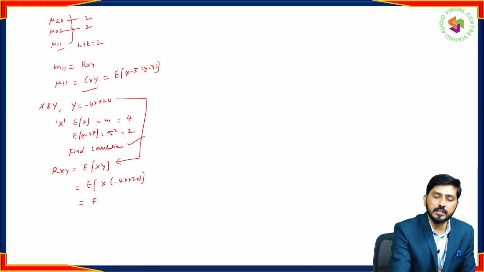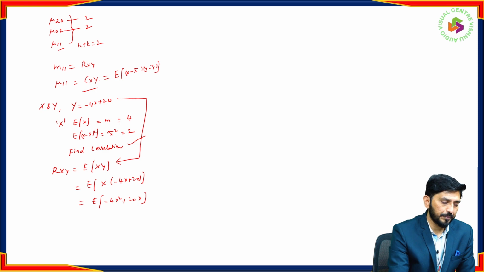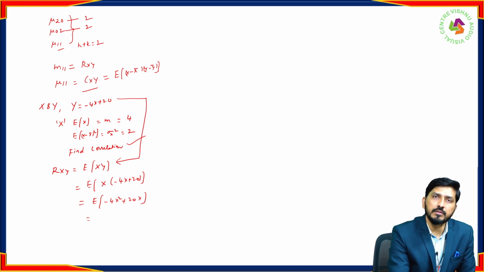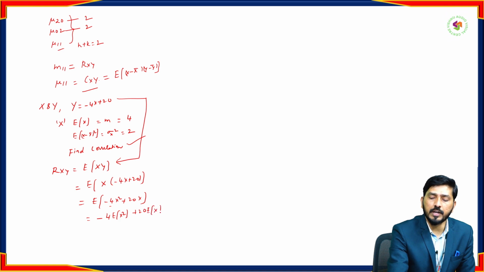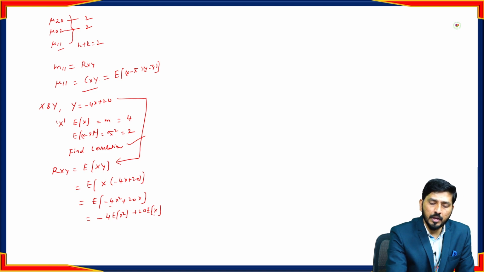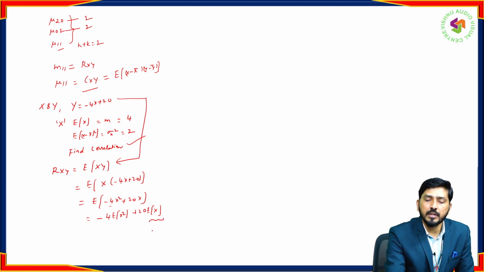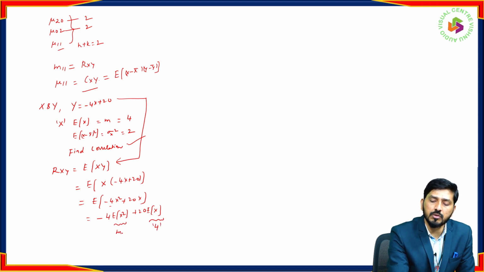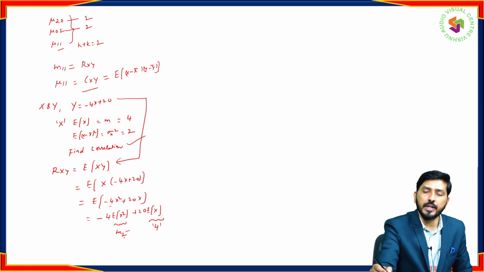Now you can extend this as expectation of minus 4x square plus 20x. Using the properties of expectation, minus 4 expectation of x square, as 4 is a constant and can be taken out of the expectation, and 20 is also a constant, so you can write it as 20 expectation of x. Now this is known: mean is equal to 4. But we don't know expectation of x square, which is also called m2. So this is unknown, and you need to find m2 first.